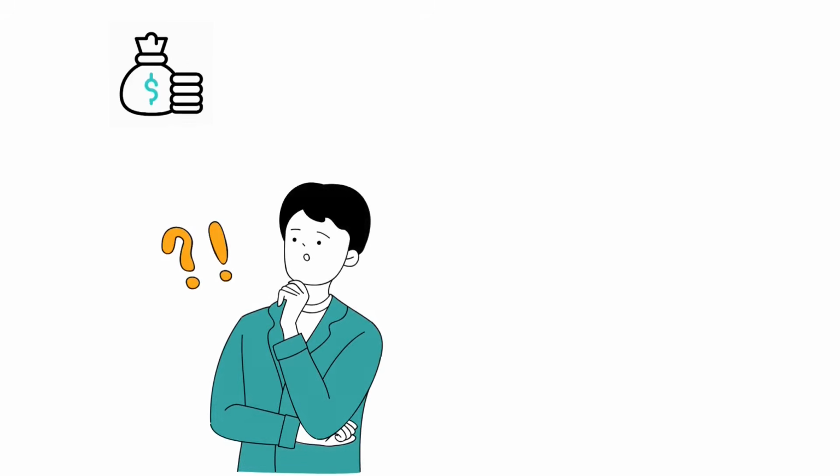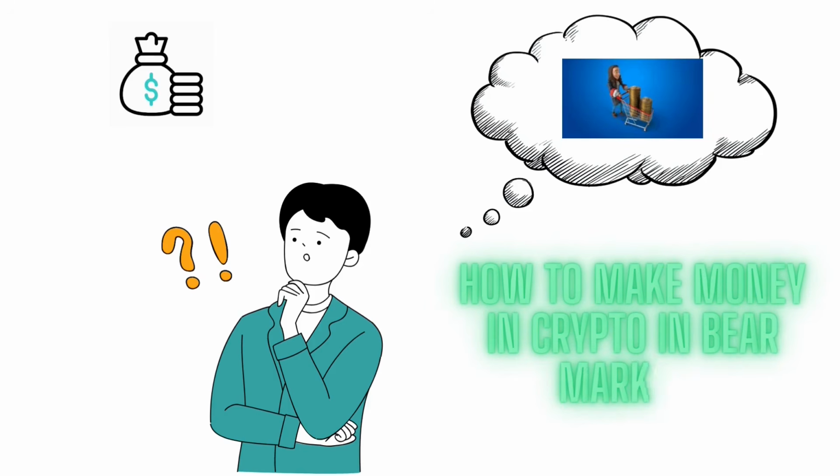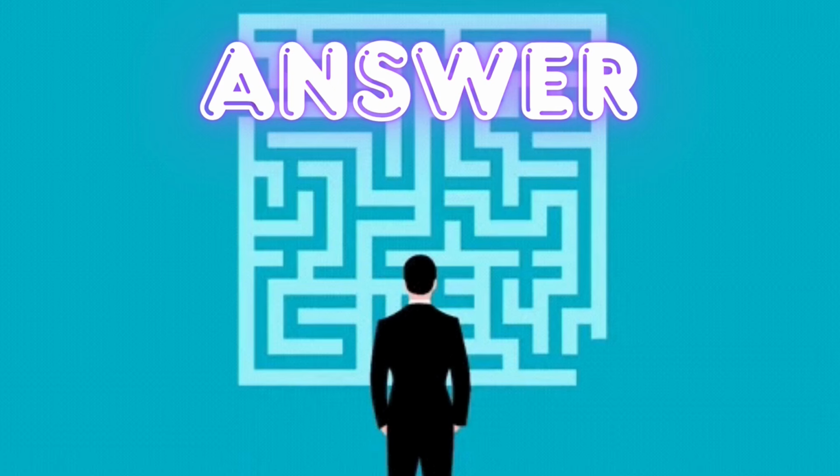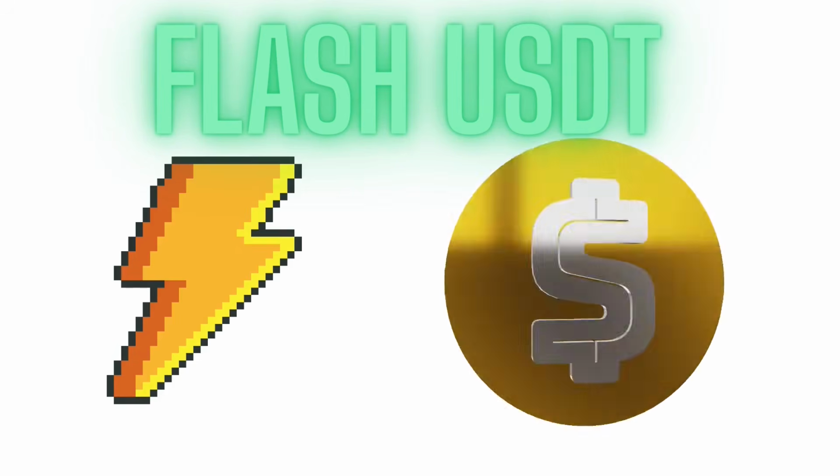Hello guys, today we are going to learn a crypto trick. Has this thought ever come to your mind? How can we make money in this crypto bear market? So here is your answer. We will use an old crypto concept called Flash USDT.